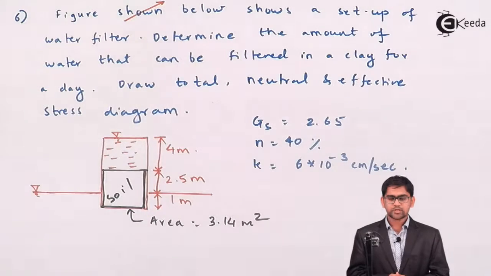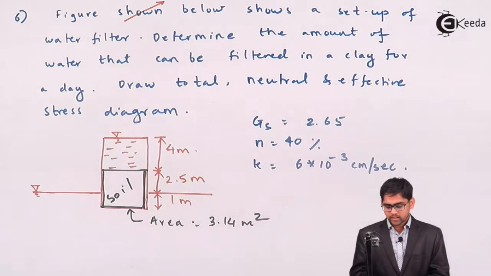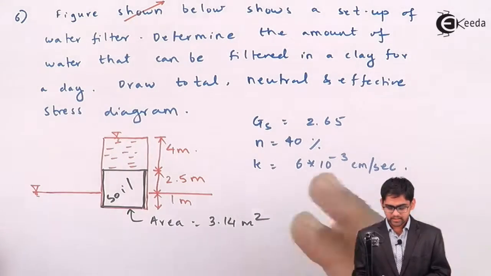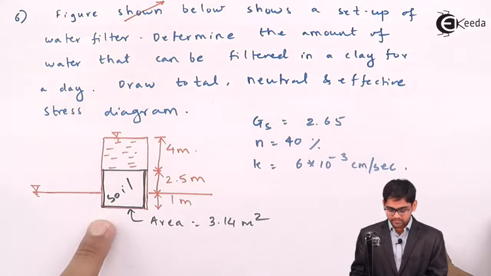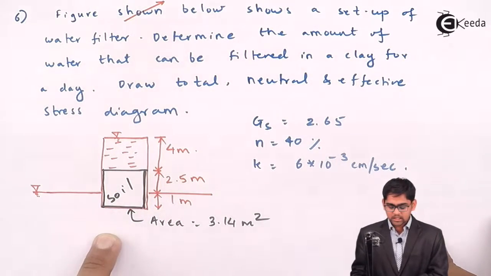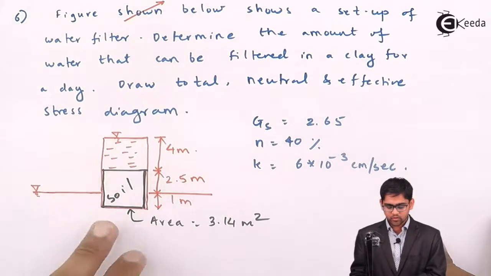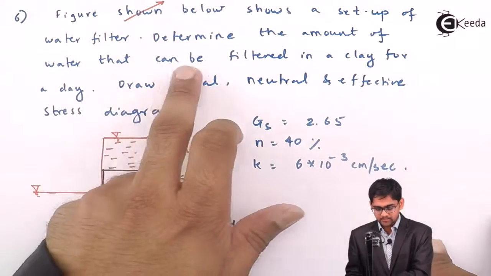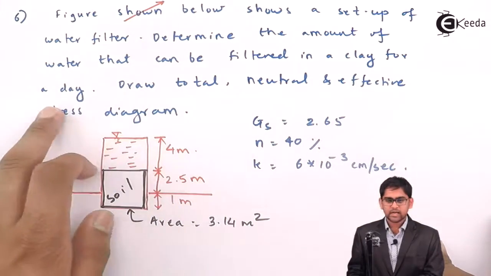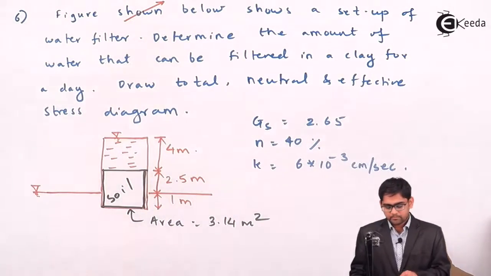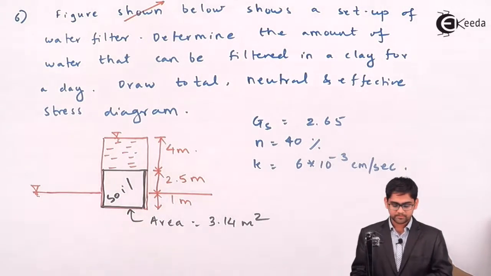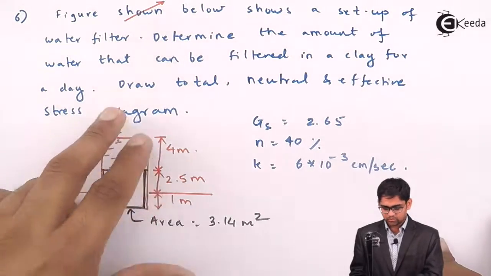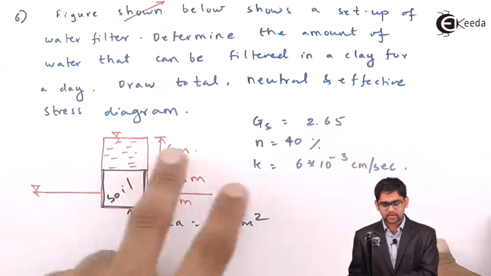So welcome, we'll proceed with the next problem on the permeability of soil chapter. In this problem, the statement is as follows. The figure below shows the setup of the water filter. We have been asked to find the quantity of water which is filtered in a clay for a day, and to draw the total, neutral and effective stress diagram.